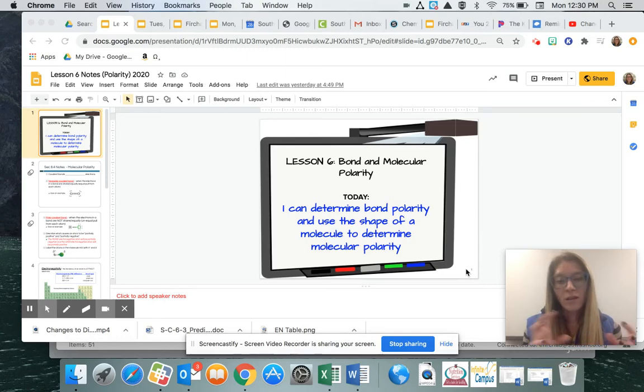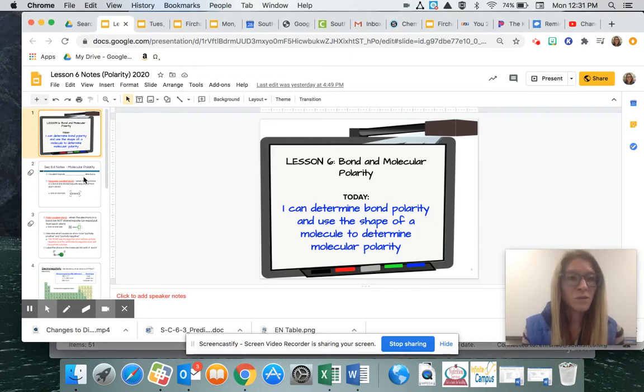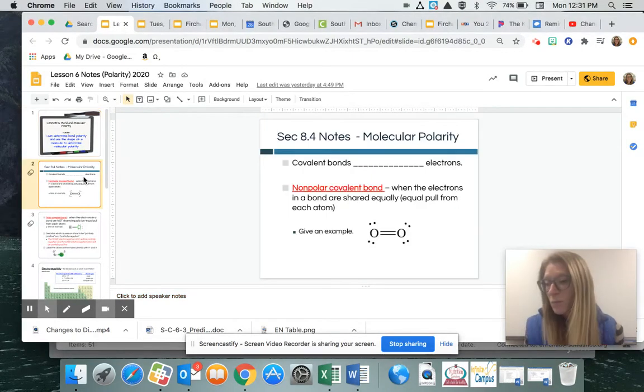So they are definitely related. Bond polarity is just talking about the bond, and molecular polarity is talking about the entire molecule. So I'll show you the difference and a few examples of each of those. So section 8.4, just as a review for that first bullet point, remember covalent bonds share their electrons. So when we're talking about polarity, all polarity, whether it's polar or nonpolar, is referring to covalent bonds. So these will all be covalent bonds that we are drawing and looking at.